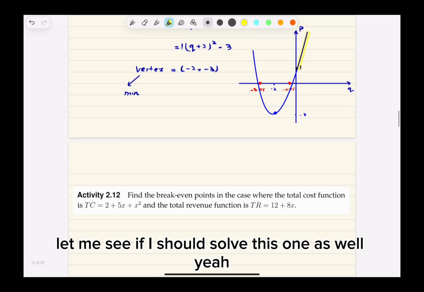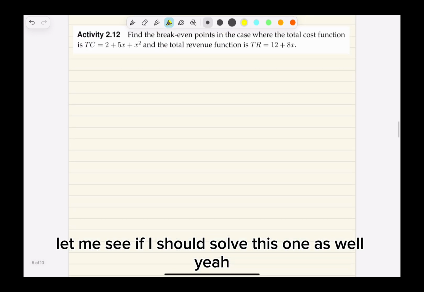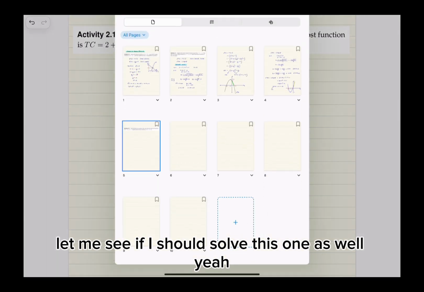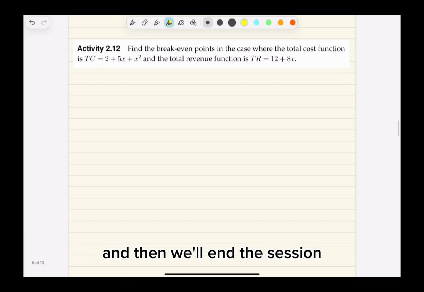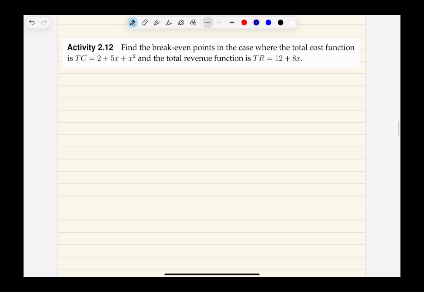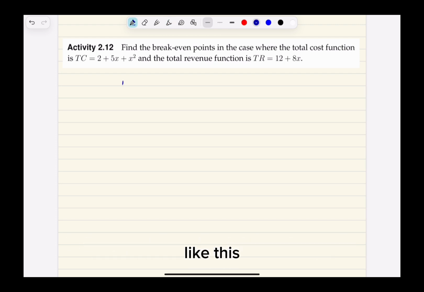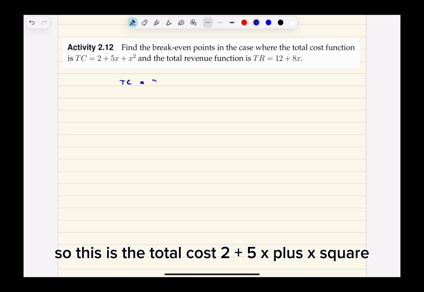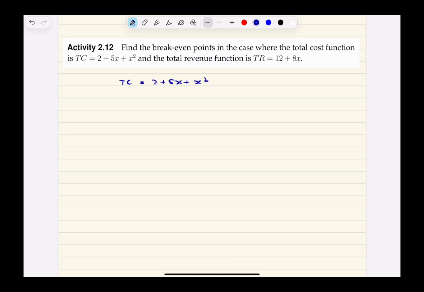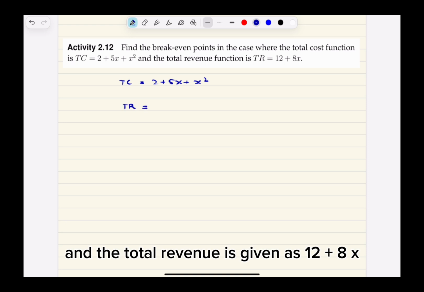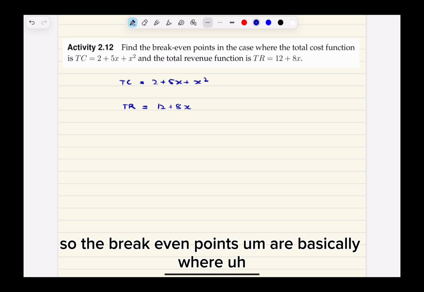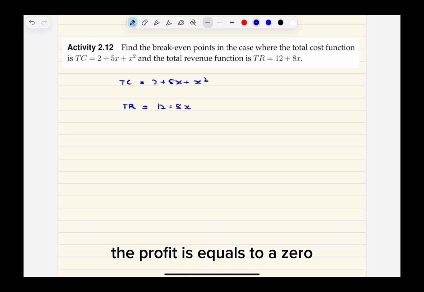Let me see if I should solve this one as well. Yeah, I think we should solve this one and then we'll end the session. It says find the break-even points in the case where the total cost curve is given like this. So this is the total cost, 2 + 5x + x², and the total revenue is given as 12 + 8x. So the break-even points are basically where the profit is equal to 0.